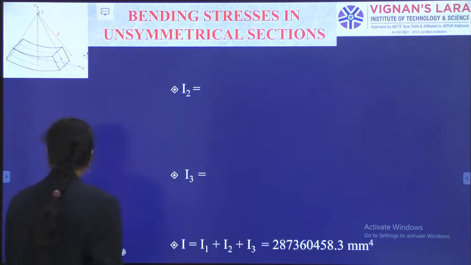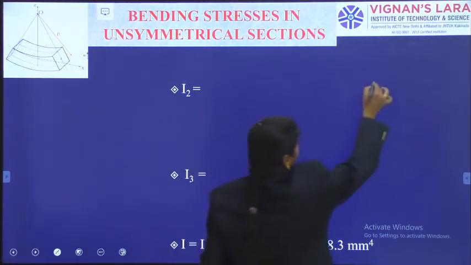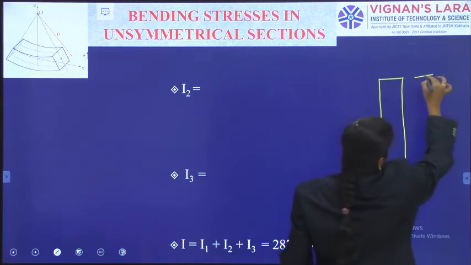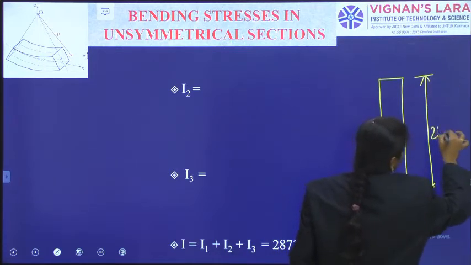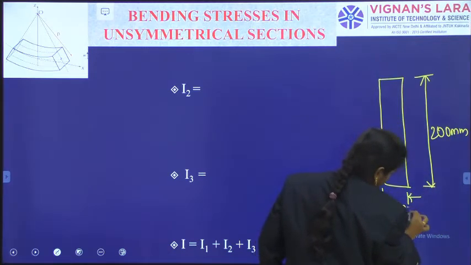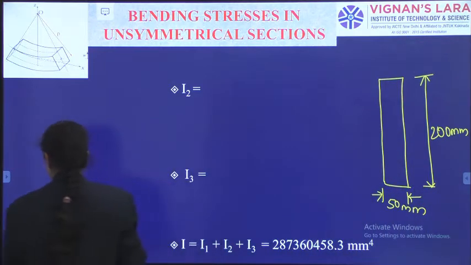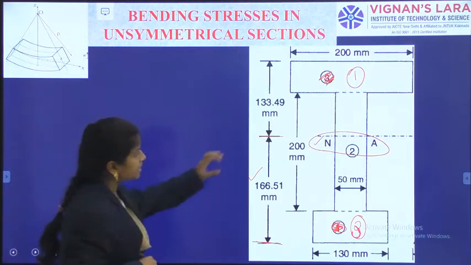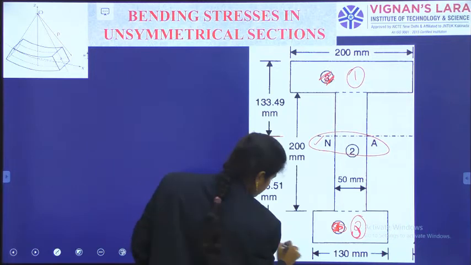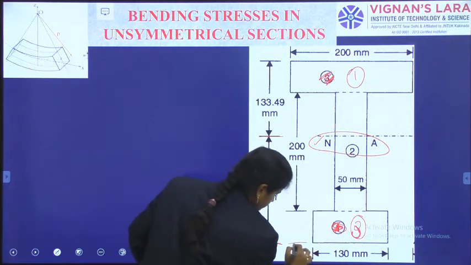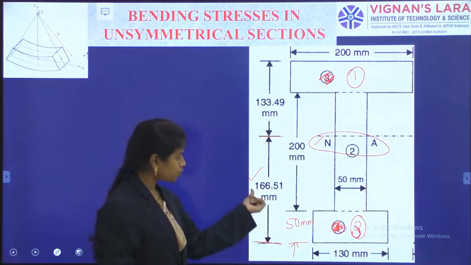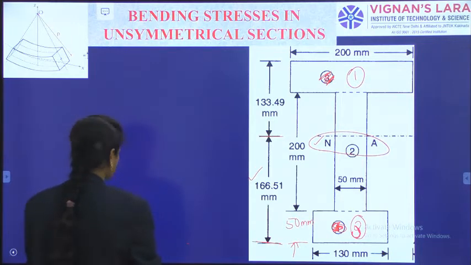And then for the second one, as the second one is the web portion like this, it is having an overall depth of the web portion as 200 mm, and it is having the width as 50 mm, and the centroidal axis is located at, see here, this one is 133.49, or you can come from the bottom itself as this one is 50. So 166.51 means 116.5. Okay.